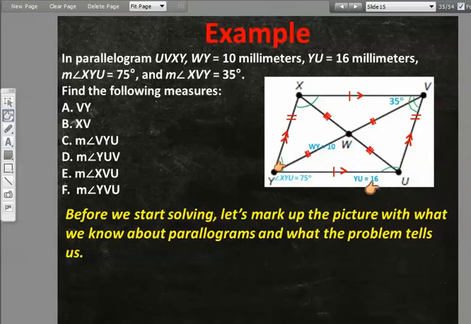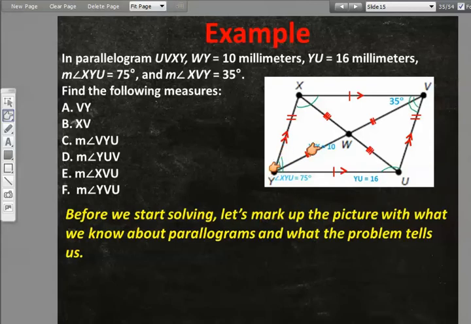Also, the diagonals bisect each other, so that means this segment's congruent to this segment. This segment's going to be congruent to this segment. And also, consecutive angles will always add up to 180 degrees. There was no really way to mark that one, so I'm just telling that to you. I'll also mark the angles. This little angle right here is going to be 35 degrees. This angle down here, this XYU, is 75 degrees.